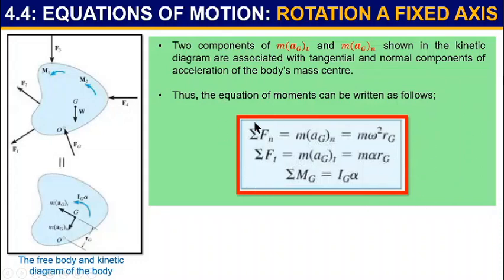The equations can be written as follows. Force normal component equals M AGN equals M omega squared RG. Meanwhile, the force for the tangential component Ft equals M AGT equals M alpha RG. The total moment of this system about the body's mass center G equals Ig alpha. Ig you already learned before in a previous subtopic; it is the mass moment of inertia.